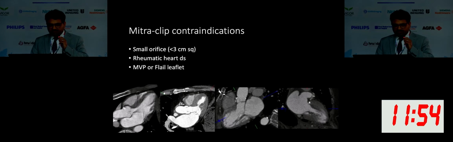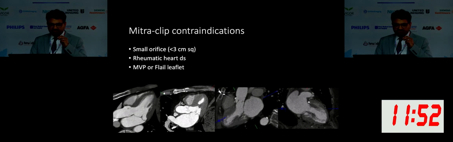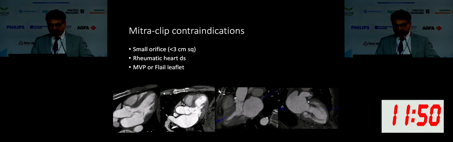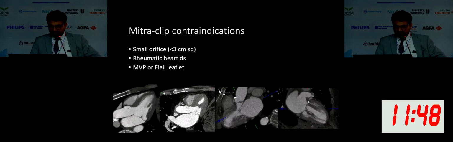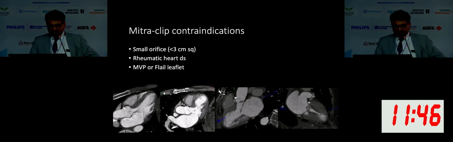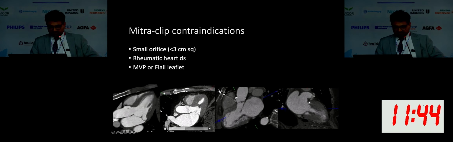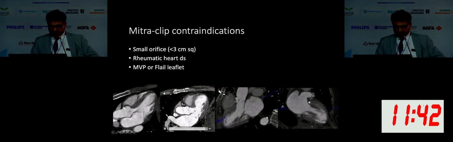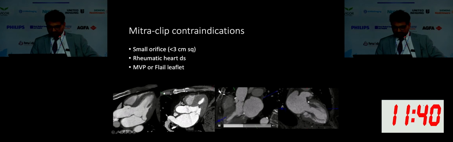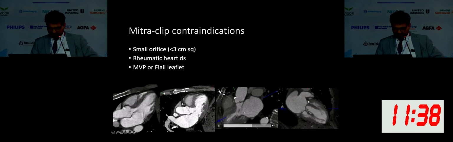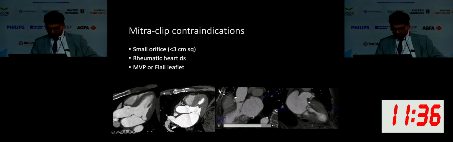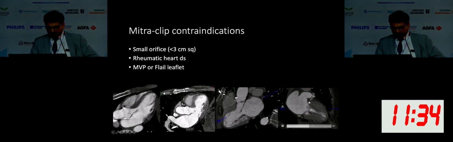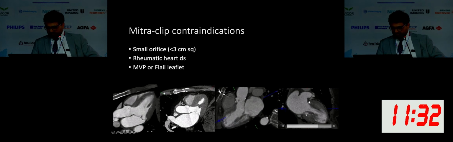First, let's talk about the contraindications of the mitral clips. They are a small valve orifice, rheumatic heart disease, and mitral valve prolapse with or without flail leaflets. In this image, you can see there is mitral valve prolapse. We can see a flail leaflet, and a patient with rheumatic heart disease with thickened, restricted mobility of the leaflets and calcification. So all these become candidates for TMVR.